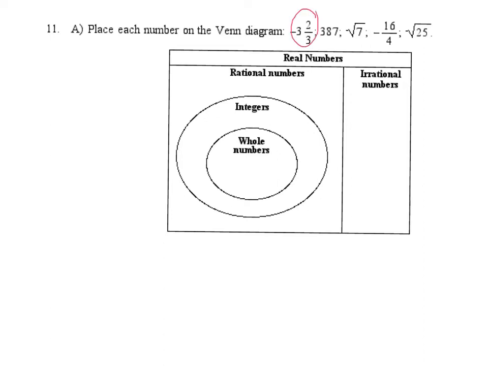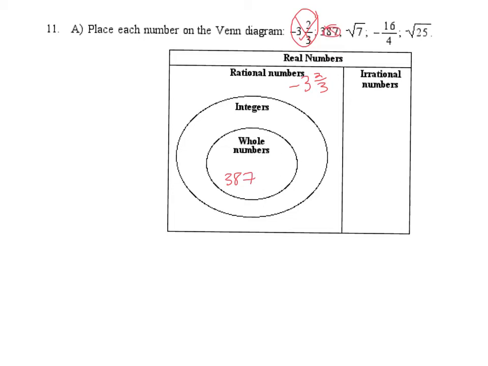Negative 3 2/3. It's a negative number, so a lot of you just automatically want to put it in integers. However, integers are only positive and negative whole numbers. So since it has a fraction with it, it's a mixed number, it's actually going to go under rational numbers. So negative 3 2/3 goes rational. So we're done with that one. 387 is just a large whole number, so it's going to go in whole numbers.